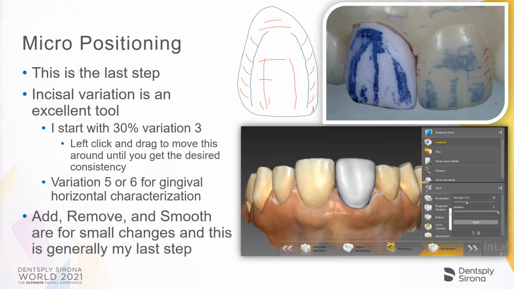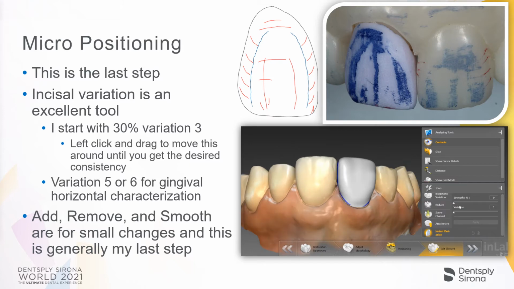The last thing that I'm going to do at the very end is use our form tool, which is our add, smooth, remove, and I use this at the very, very end for my last overall step, which you can see that I'm doing right here.